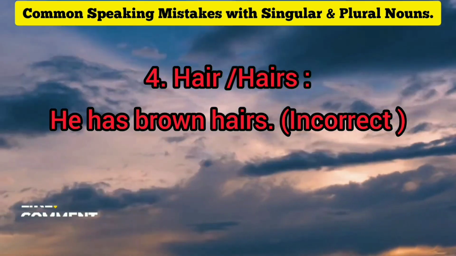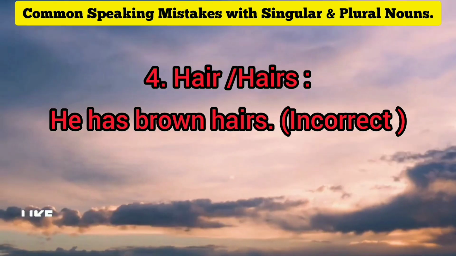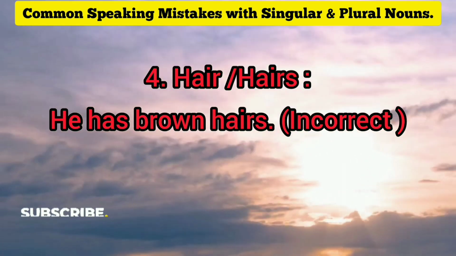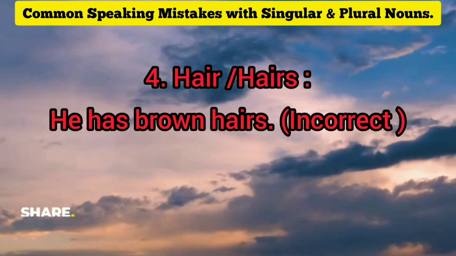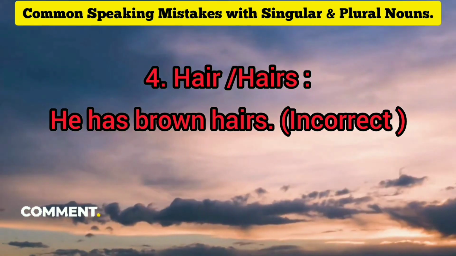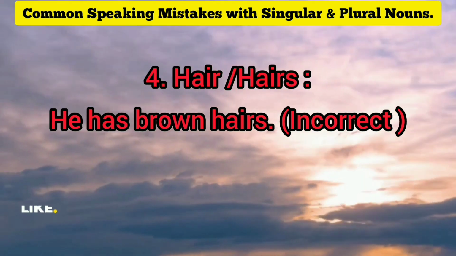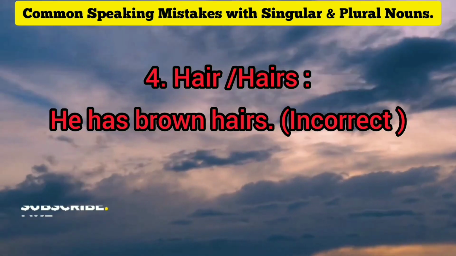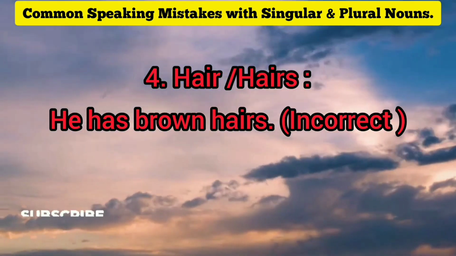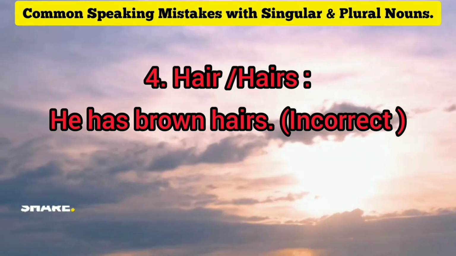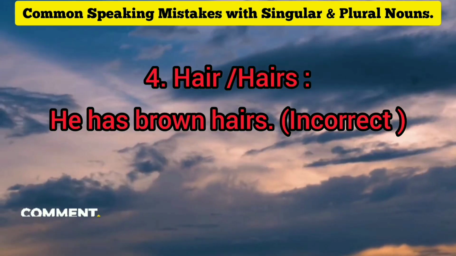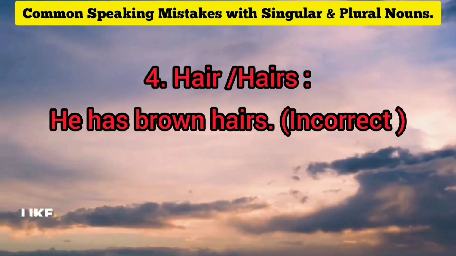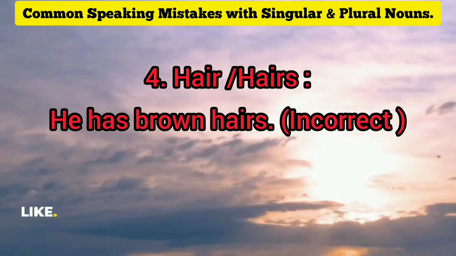This sentence is incorrect because to describe an entire head covered with individual hairs, hair is treated as a single object or group. That's why it is referred to as singular. So here I have to just use hair, not hairs, because you have to describe an entire head of hair covered with individual hairs, right? So here hair can be treated as a single object or group. So he has brown hair.